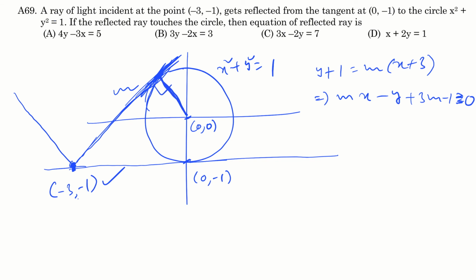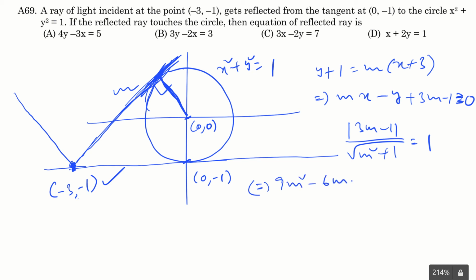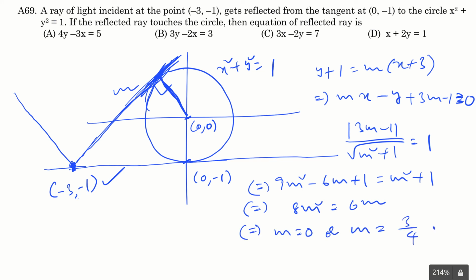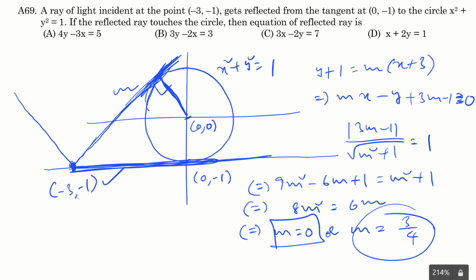So applying the definition, I have mod of 3m minus 1 by root of a square plus b square is equal to radius, which is 1. So this is if and only if 9m square minus 6m plus 1 is equal to m square plus 1. This is if and only if 8m square is equal to 6m, if and only if m is equal to 0 or m equal to 3 by 4. Now you can see that with m equal to 0, you get this tangent. But that is not what we are looking for. Therefore, take m is equal to 3 by 4.